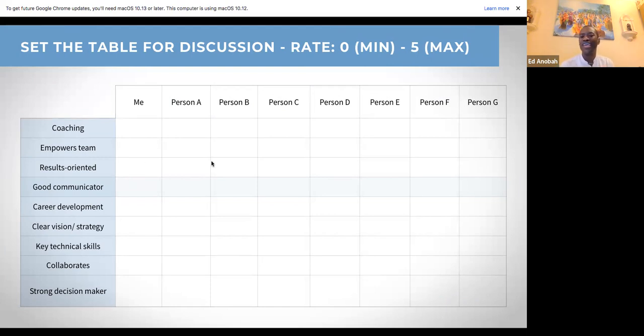So what we've done here is we've created for you, I'm going to switch this off in a moment so I can just talk to you, a heat map. Along the side, you have some specific leadership characteristics. And I'll explain where I got these from.